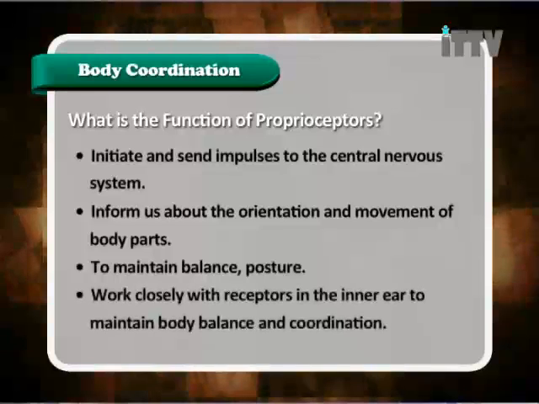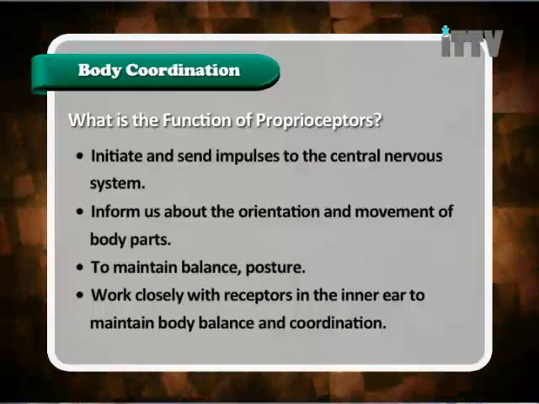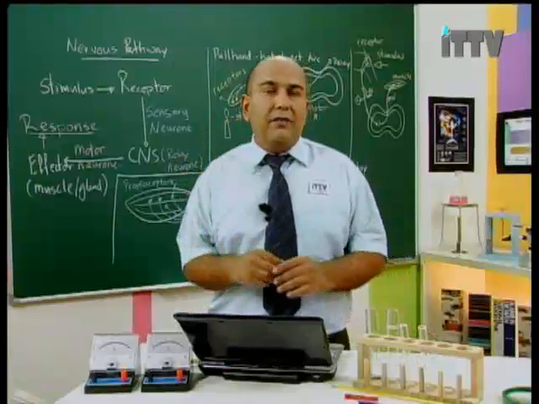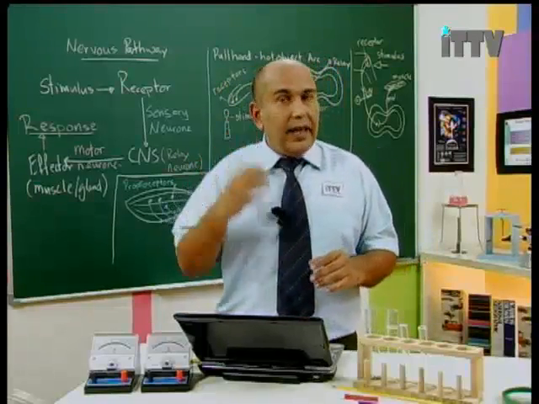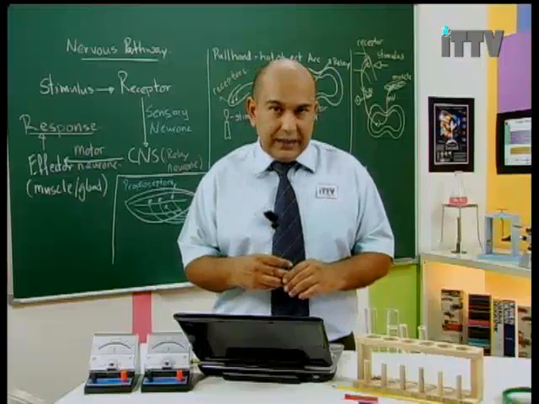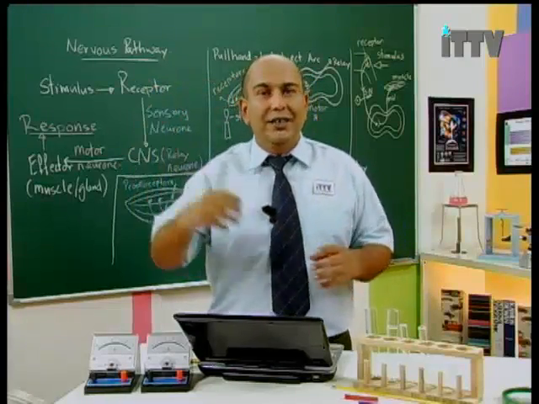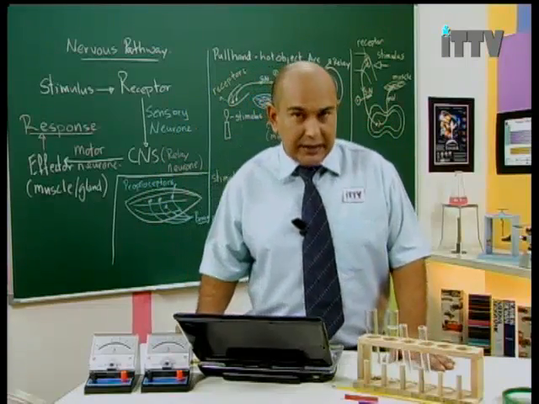Proprioceptors work closely with receptors in the inner ear to maintain body balance and coordination. Now, in our inner ear, we have these semicircular canals. They are there to help us maintain balance. So the proprioceptors talk to the semicircular canals to help me maintain my balance.